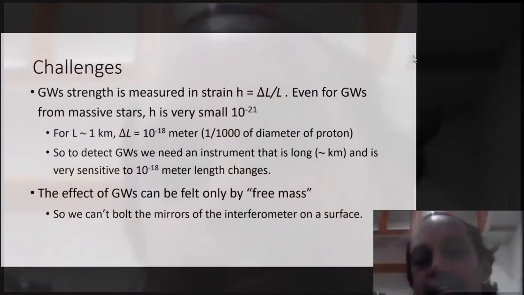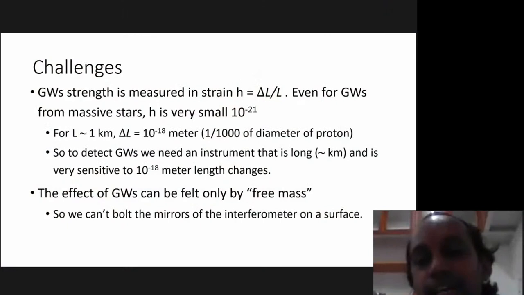The other point is that these gravitational wave signals can only be felt by free masses. That means the objects that we are using in our interferometer have to be free. So we cannot just put them on a tabletop or the ground floor. That we cannot do. At least we have to simulate the free nature of this. So let's start with the first point.